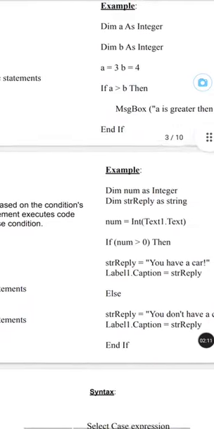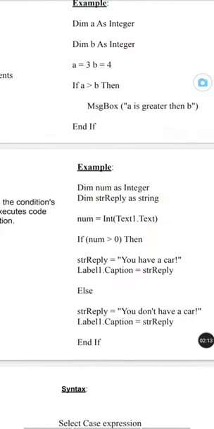For this there is an example with two variables, one of integer type and another of string type. Here the integer type holds the value from the text box. Okay, there may be a text box in a form. From there you will get the input and store it in the num variable. It checks the condition according to your data.